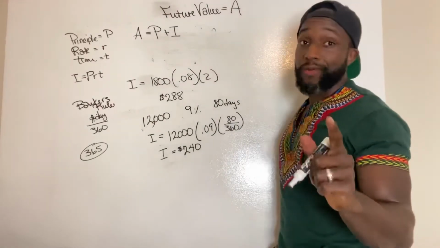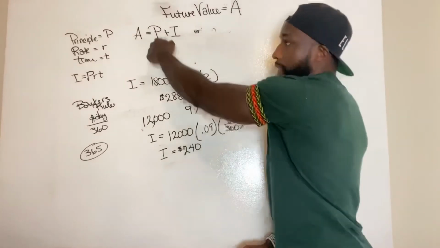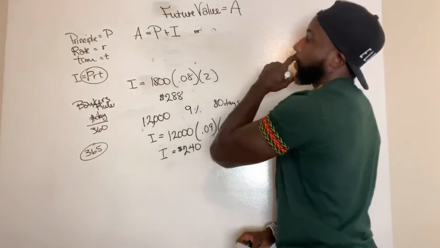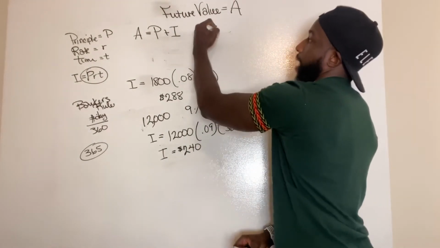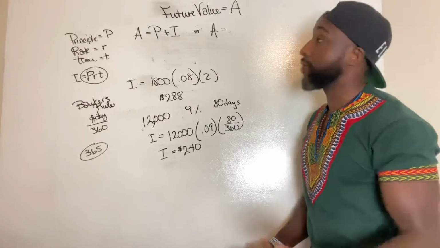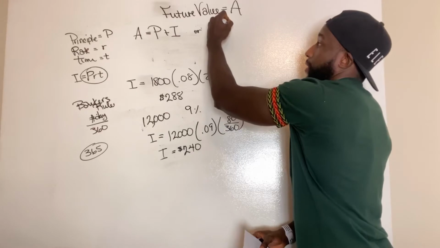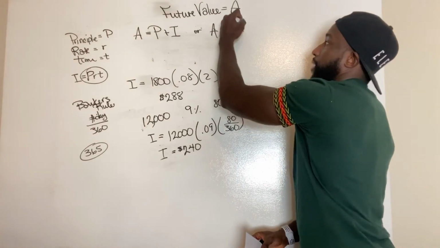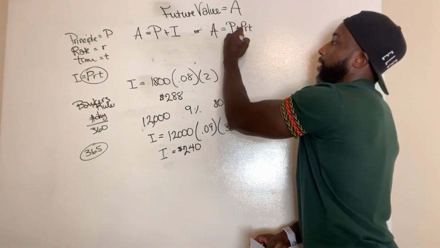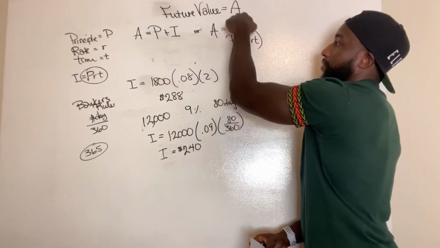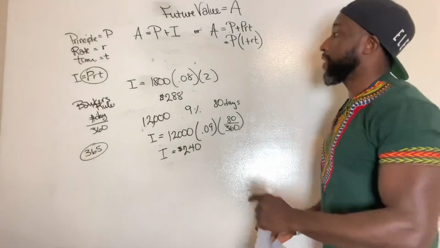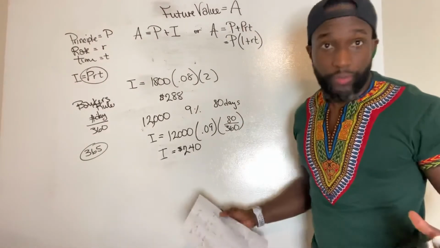And then there's another way to represent this. Remember, principal is P, but interest is also PRT, right? So with that being said, the actual amount of the future value of the loan will be A equals P plus PRT, or P times the quantity 1 plus RT. 1 coming from the fact you divided the P out, right? So this is the formula that you can use to calculate how much the total loan will be, right?